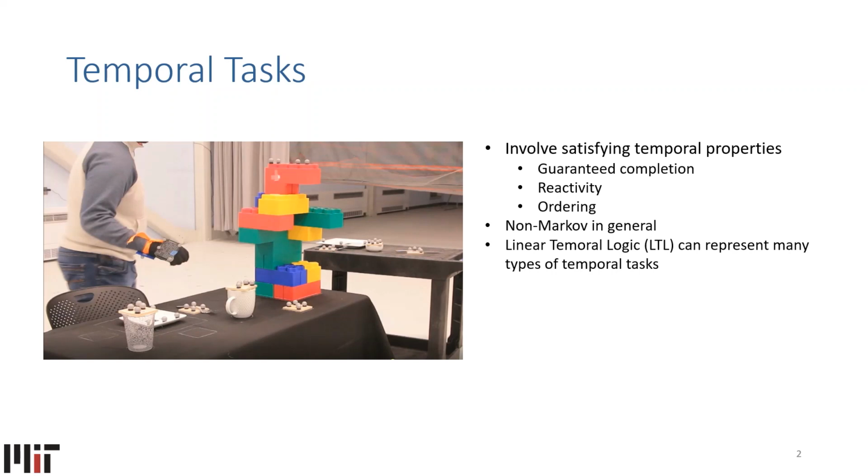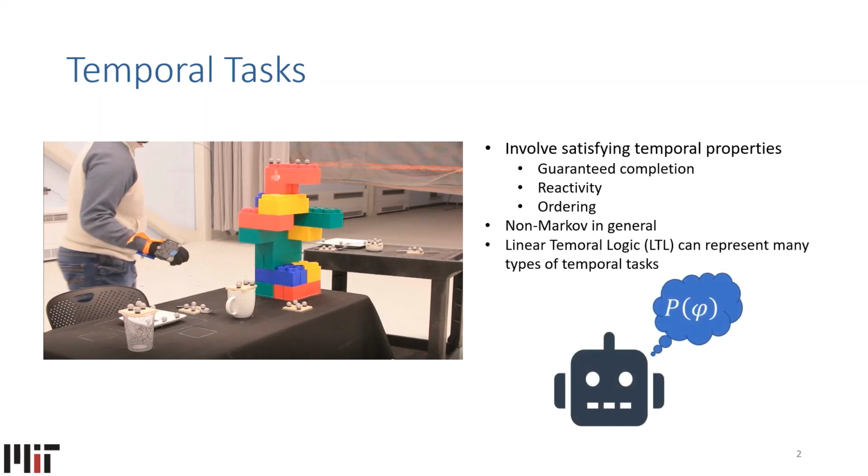In general, a temporal task involves satisfaction of temporal properties such as guaranteed future completion, reactivity, or ordering between subtasks. These properties are non-Markov in general, and a wide range of temporal tasks can be represented as linear temporal logic formulas. So how do robots learn these temporal tasks?